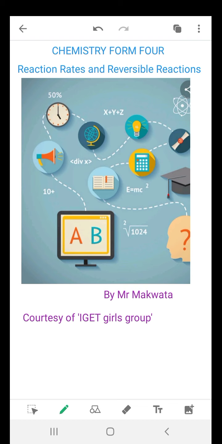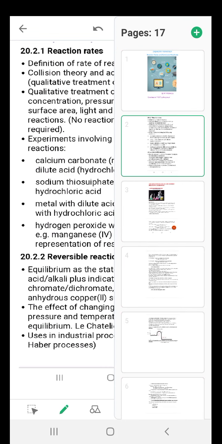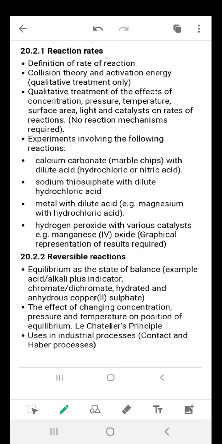Today, we are going to look at reaction rates and reversible reactions. It is the third topic of Form 4. So let's look at the objectives of this topic. This topic has two wide areas, that is the reaction rates and reversible reactions.